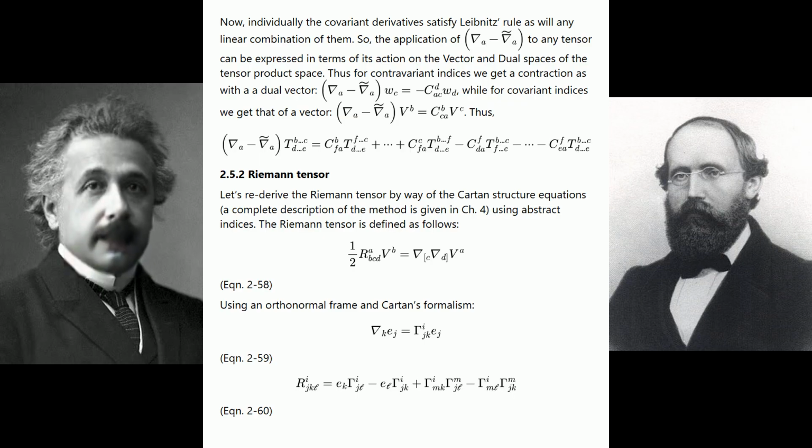Thus, for contravariant indices we get a contraction as with a dual vector. ∇_A − ∇~_A times W_C equals −C_AC^D W_D, while for covariant indices we get that of a vector. ∇_A − ∇~_A times V^B equals C_CA^B V^C. Thus, see the next equation.